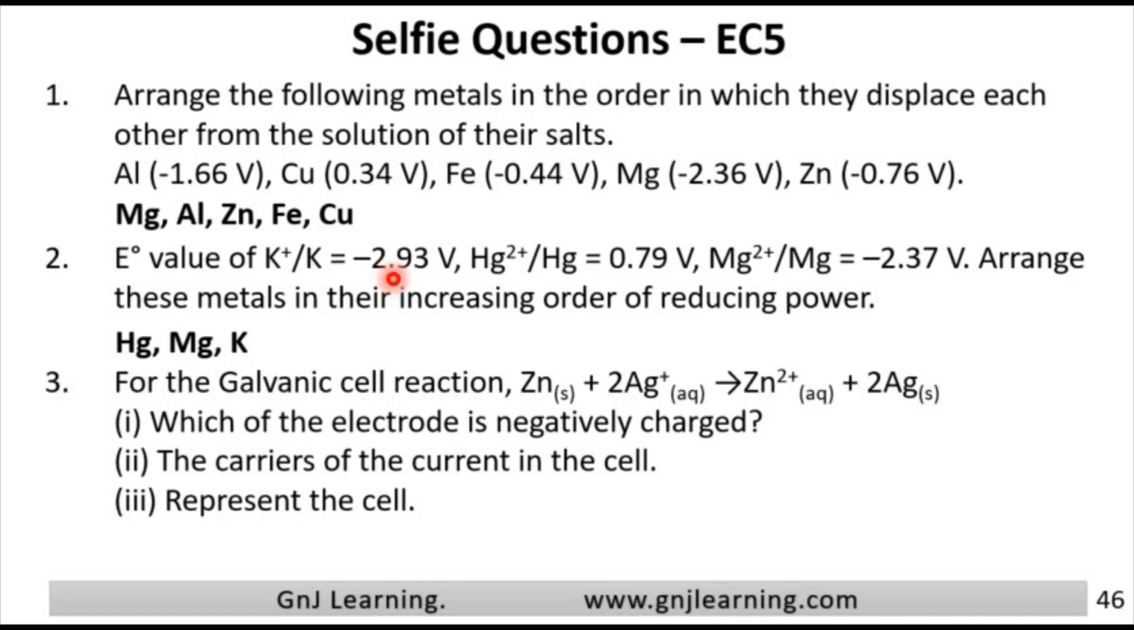Okay, question number 3, for the galvanic cell reaction. The reaction is given here, in which zinc is oxidized and silver is reduced. Which of the electrodes is negatively charged? The negatively charged electrode is the anode, that we already know. And which is the anode? The anode is the electrode where the oxidation reaction takes place, and oxidation is taking place for zinc. So the answer for the first one is anode, and it is the zinc electrode.